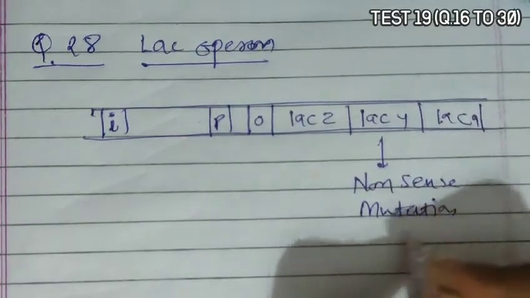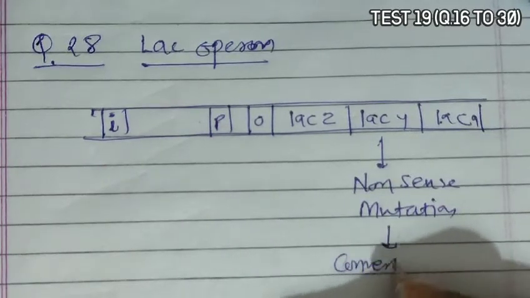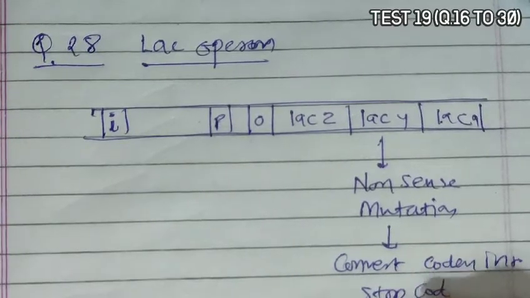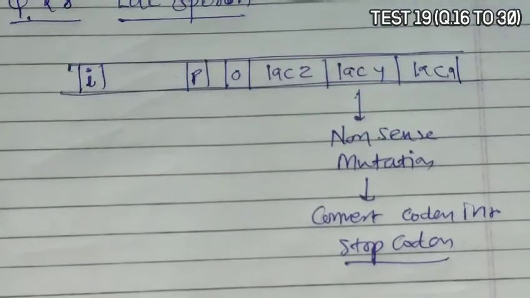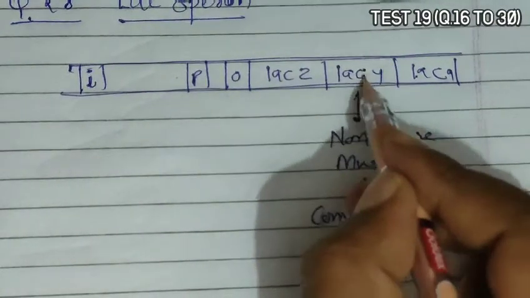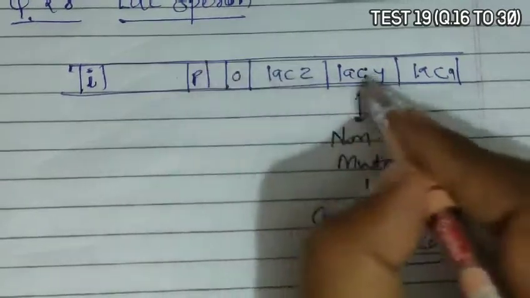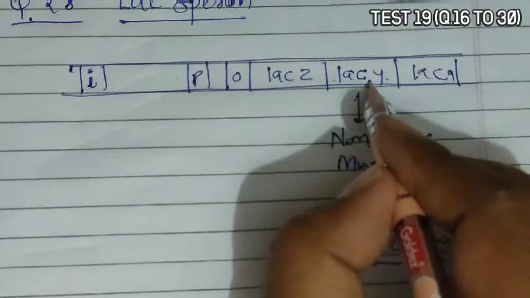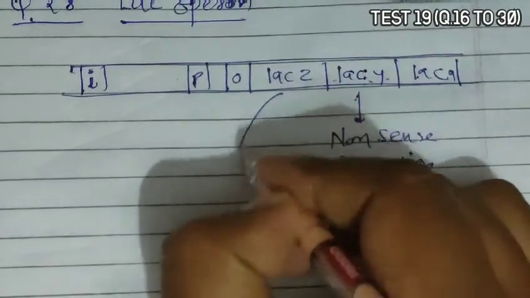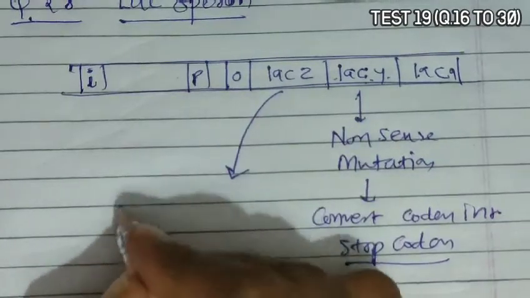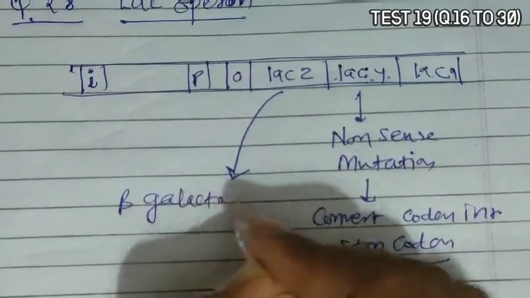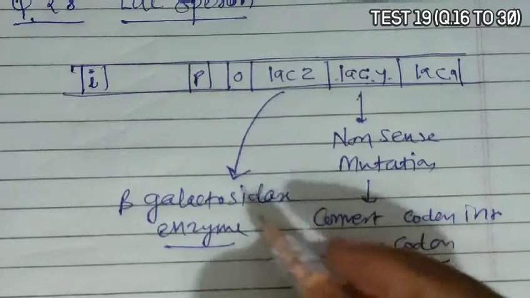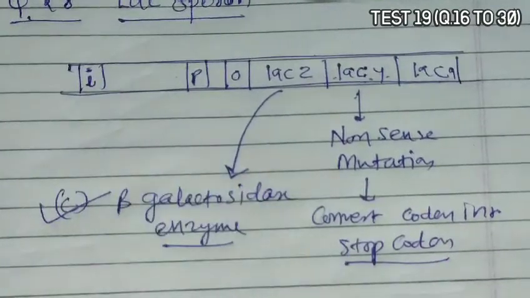Nonsense mutations are the mutations which convert a codon into a stop codon. So if it converts into the stop codon, then termination of polypeptide will occur. It means RNA polymerase will not cross beyond lac Z and it will terminate here. So there is no mRNA or polypeptide for the lac Y and lac A gene. But lac Z gene expresses, and lac Z gene will form beta galactosidase enzyme. So option C is the correct answer.